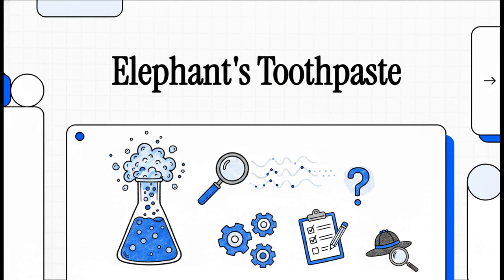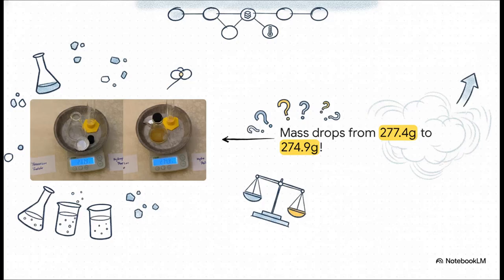But, well, how do we actually do that when our biggest clues are completely invisible? We're going to break down the evidence, analyze the property data, and solve this mystery step by step. Let's get into it. Here is the scene of the crime, so to speak.